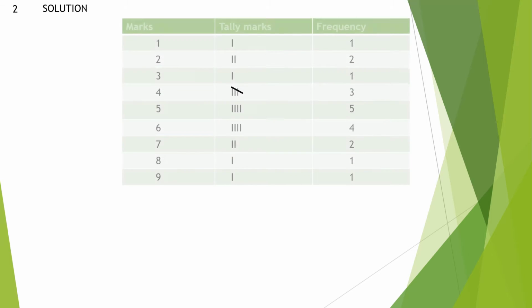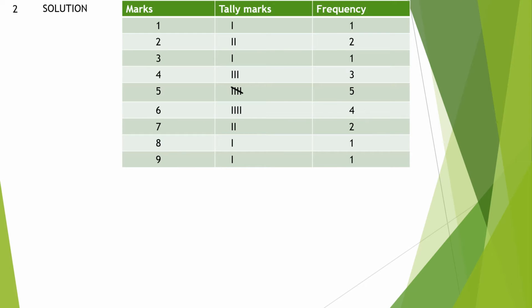So first we can make the table. We can make three columns: marks, tally marks and frequency, and arrange all the marks 1 to 9 this way. Next, tally marks. So you can take the first observation. Here the first observation is 4. So near 4 you can put a tally mark. Second observation is 6. Then near 6 you can put the tally mark.